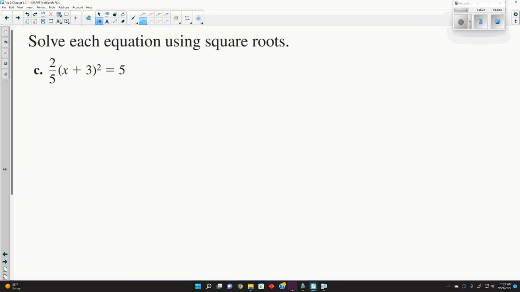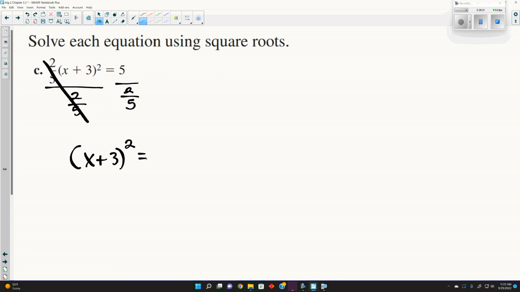So the first thing we need to do is to get those parentheses by themselves. So what's the only thing with it right now? What's in front of it? 2/5, yes? So how can I get rid of the 2/5? We can multiply both sides by 5/2 or divide by 2/5. Because 2/5 divided by 2/5 is 1. Anything divided by itself is 1. So these will cancel out, telling me that I have (x plus 3) squared.